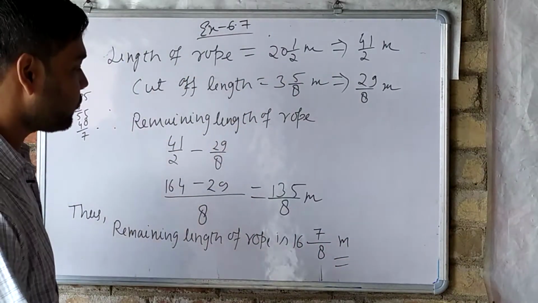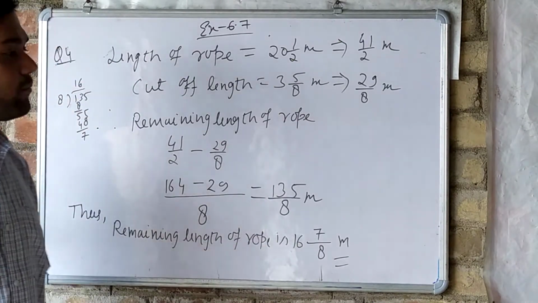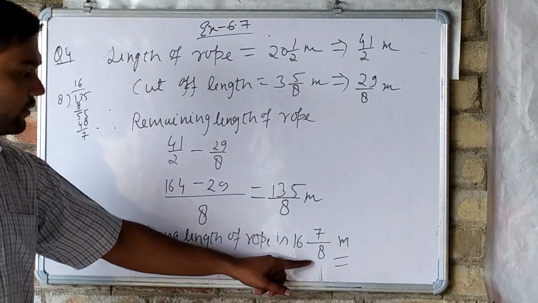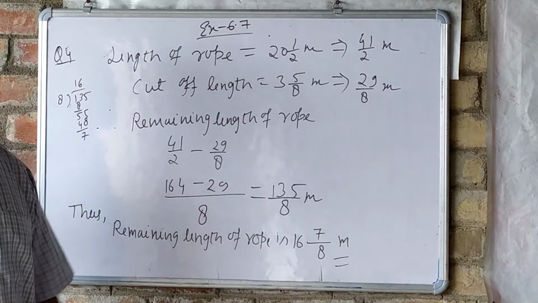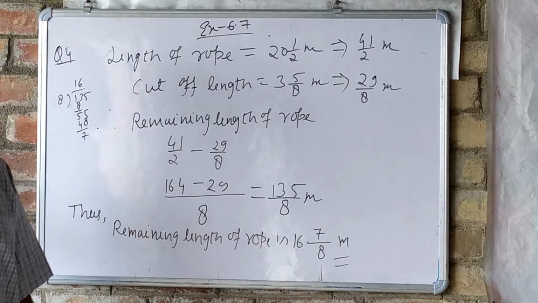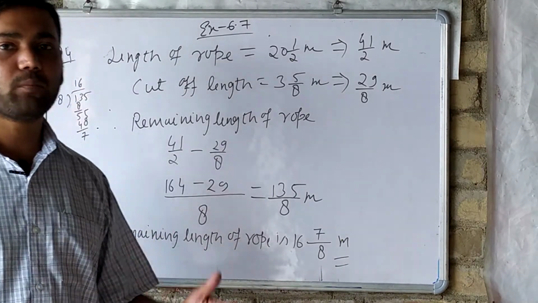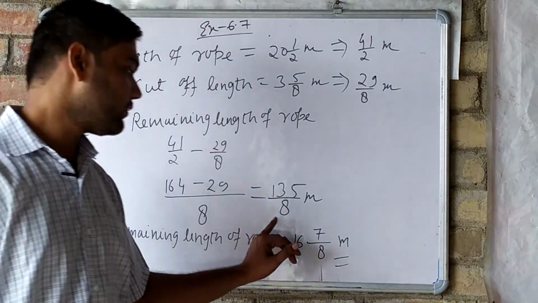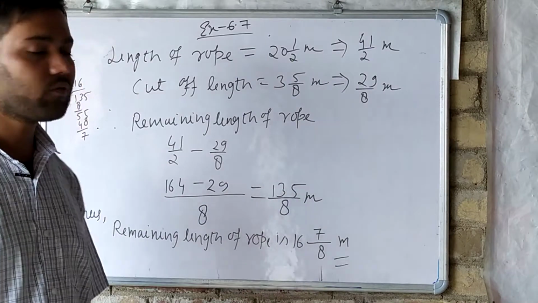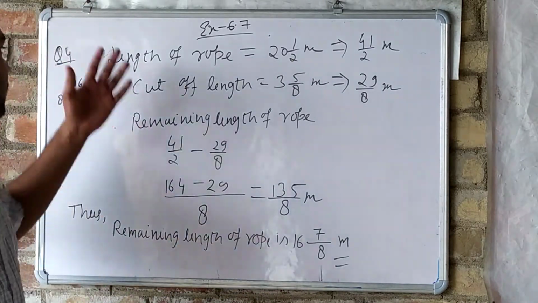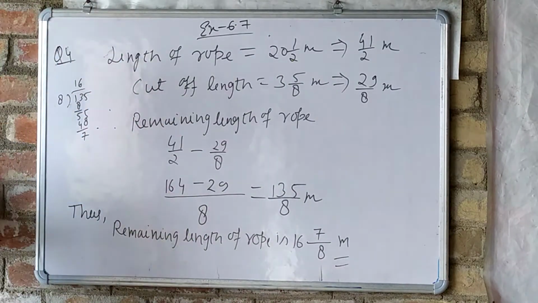Remaining length of the rope is 16 whole 7 by 8 meter is the answer. Why do we do this? Because the numerator is greater than the denominator, that means the answer is an improper fraction. When the answer is proper, we don't have to do this, but when the answer is an improper fraction, we have to convert it into a mixed fraction. So this is the solution of question number 4.